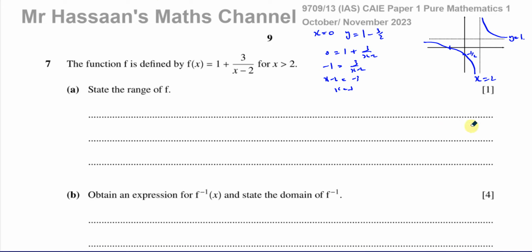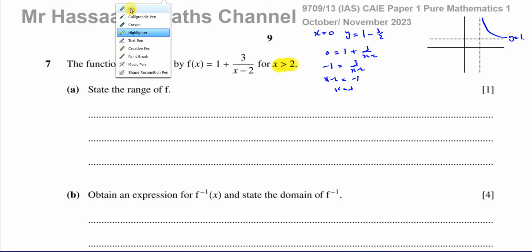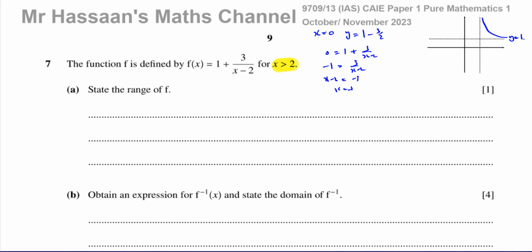Now, we have got a restriction on our domain, and that is x is greater than 2. So that means we don't need anything on this side. All of this can go. So all we have is the graph on this side. Now this is x equals 2. We can see here that this graph will continue going higher and higher, getting close to x equals 2 but never reaching it. But it will never reach y equals 1.